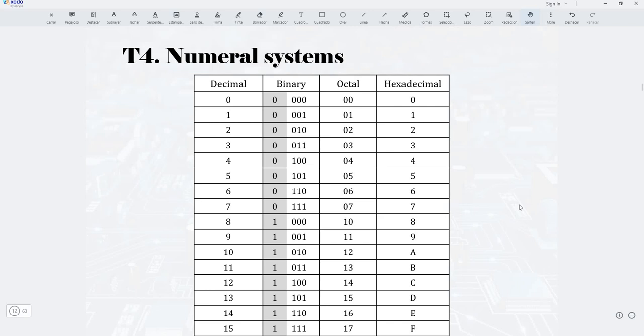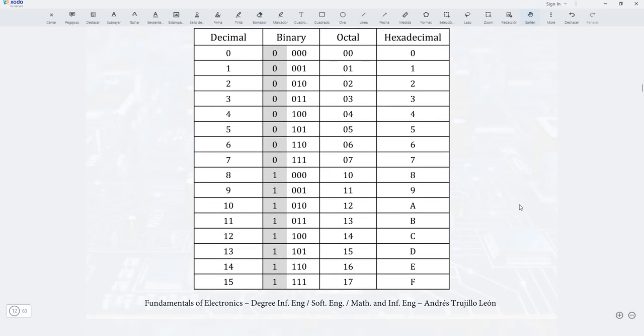Here we have examples of all these numeral systems when going from 0 to 15. We have 16 elements. We know the decimal case. What happens with the binary case? In the binary case, we have 2 elements. We have 1 and 0. When we reach the maximum, we are going to repeat the 1 and 0, but adding zeros to the first part and 1s to the second part.